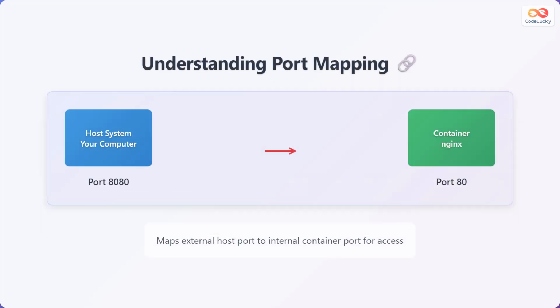Port mapping is a technique that maps an external port on the host system to an internal port within the container. This allows you to access services running inside the container from the outside world. For example, mapping port 8080 on the host to port 80 on the container allows accessing the web server through the host port 8080.